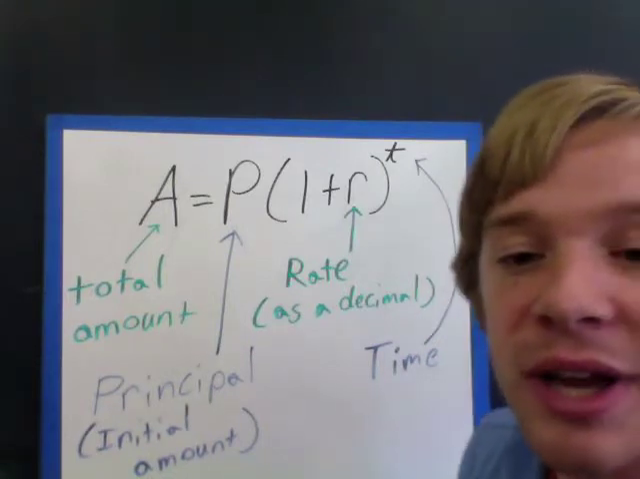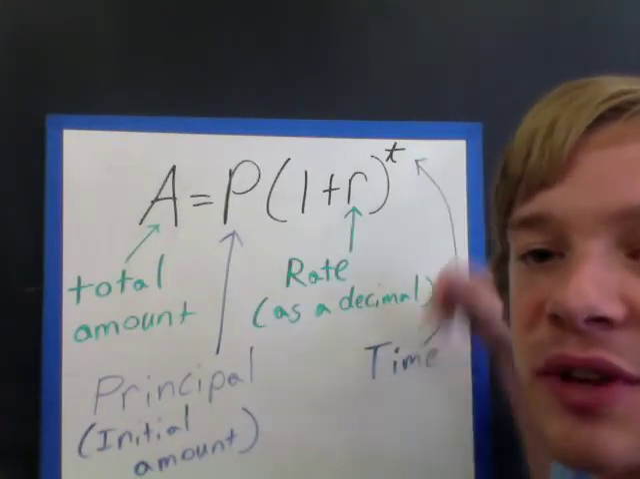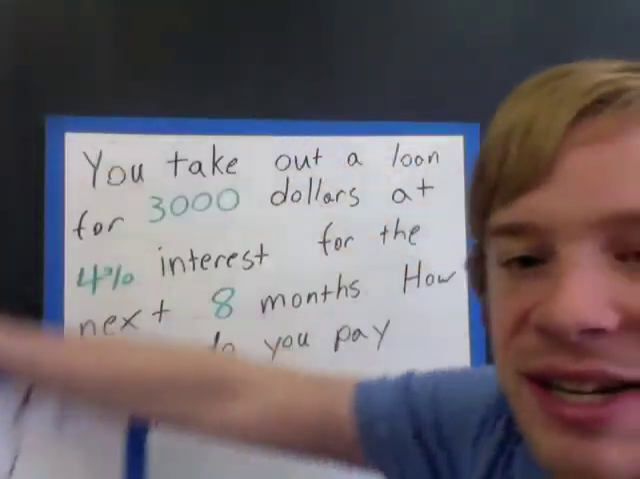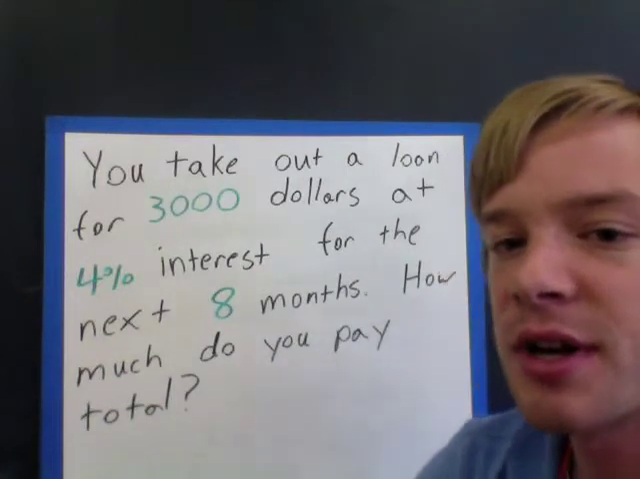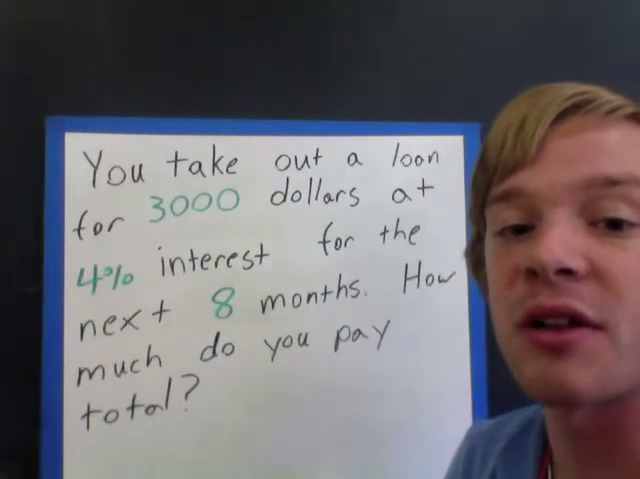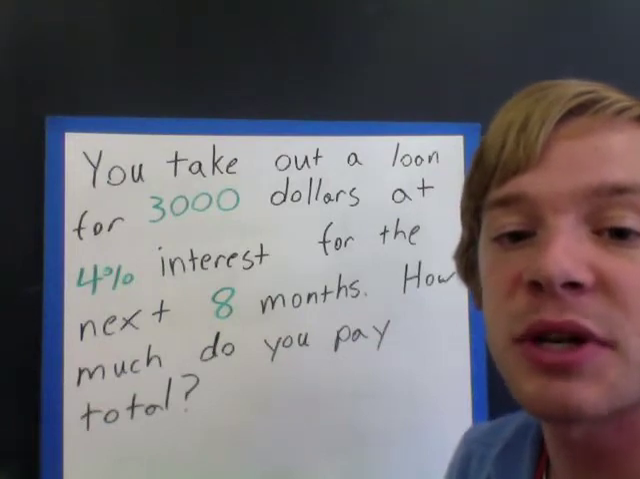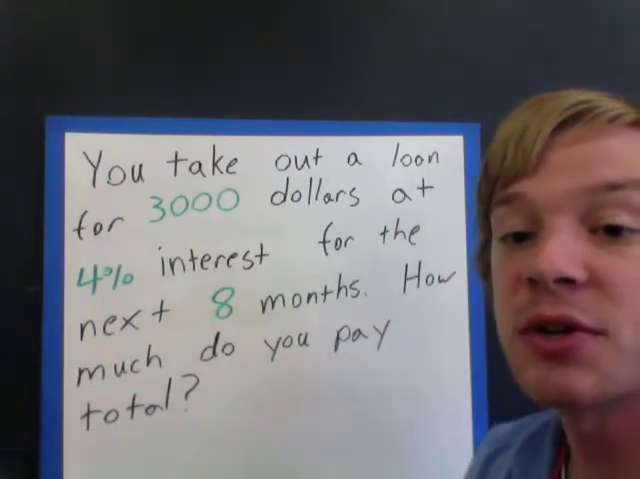So let's take a look at our first example here. This is going to involve a loan. The second example will involve investing money. So our first example here, we take out a loan for $3,000, and this is at 4% interest, and this is going to be over 8 months, and we want to know how much we pay total.